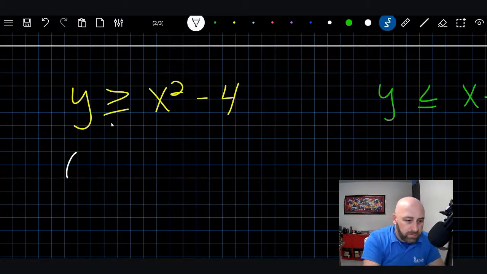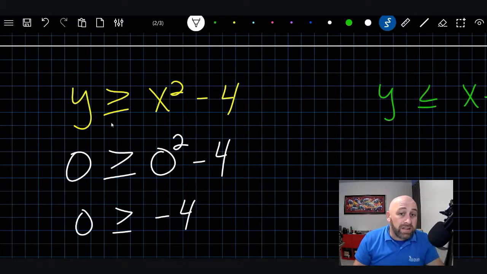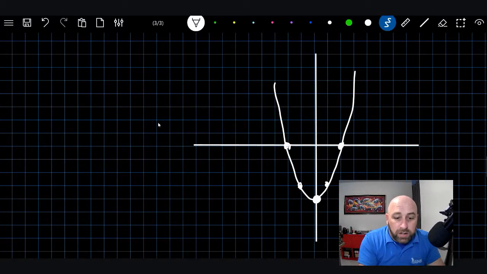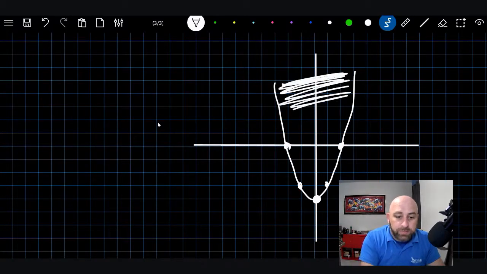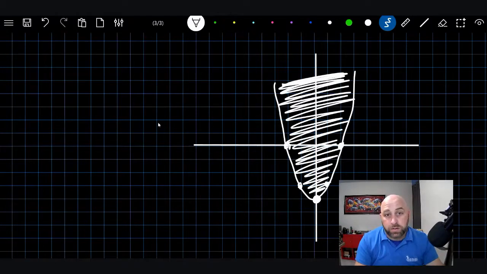So 0, 0. All right, so what's 0 squared? 0. So 0 is greater than or equal to 0 minus 4, which is negative 4. 0 is greater than negative 4. Yes, that is true. Okay, so we are going to color the inside of this one, because 0 worked, so we're going to go ahead and color that.